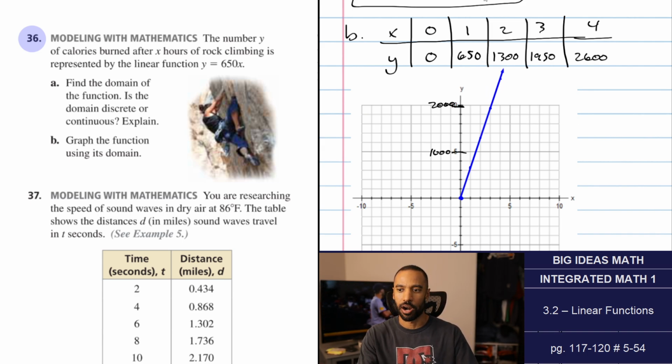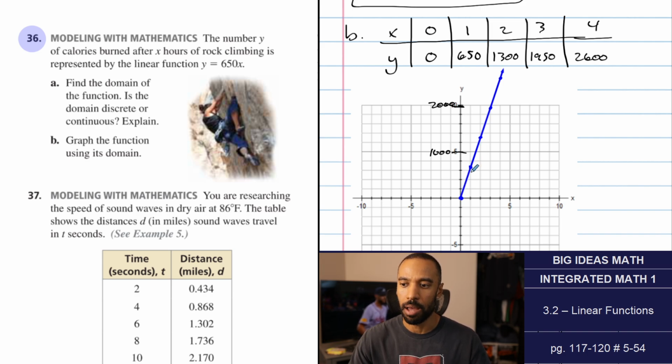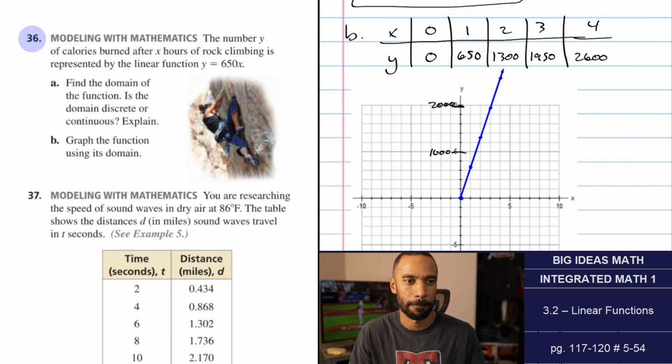I like it. They're hard to see now, but that's my line that represents not only those points, right? We're burning calories throughout the entire first hour up till 650. It's not like you magically burn the 650 like that. It has to increase over time.